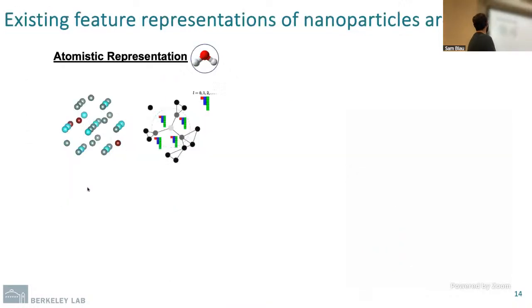So now we need a representation. And as I said, the exact positions of where the atoms are in these things is actually not important, nor do we know them, certainly experimentally.